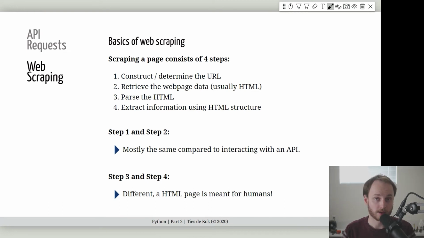The only thing is, when we do these first two steps with an API, we're going to be done. But if we do that with a regular website, then we still have to deal with the fact that this is HTML and not something that we can easily parse. So we would have to add steps 3 and 4, which is to parse the HTML, and then use CSS selectors to obtain information from that HTML structure.